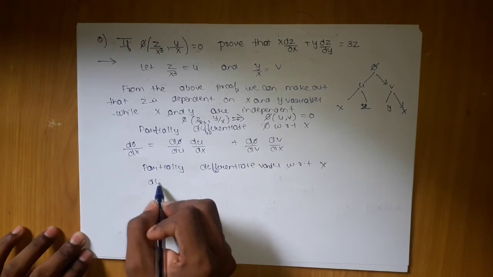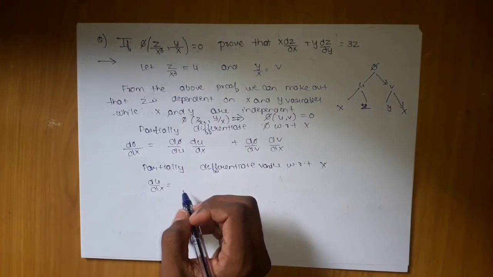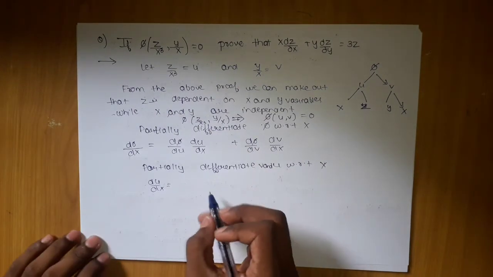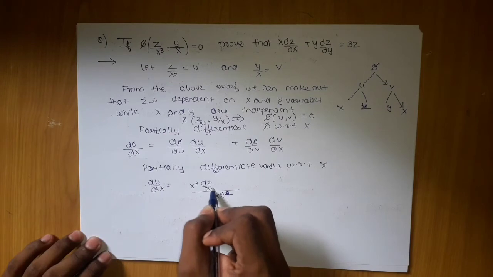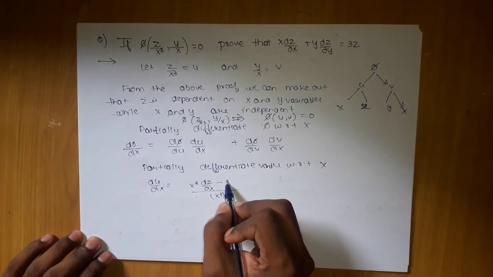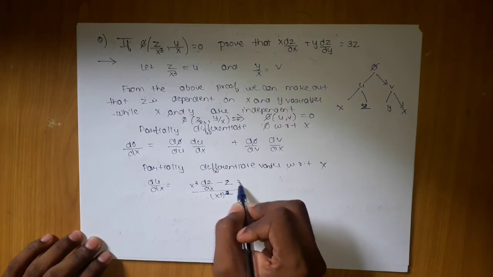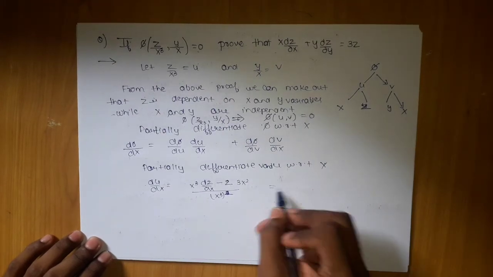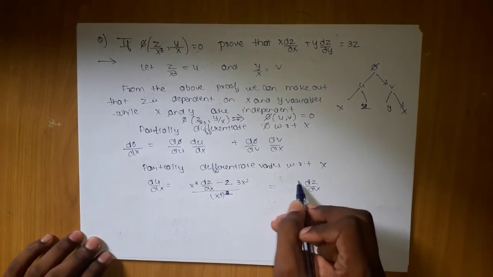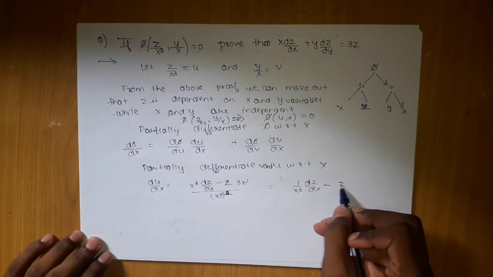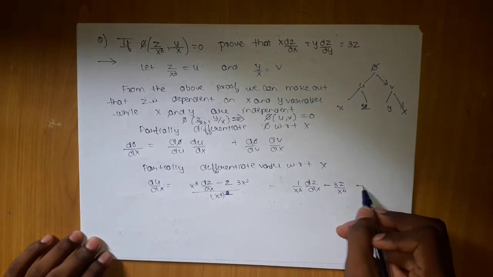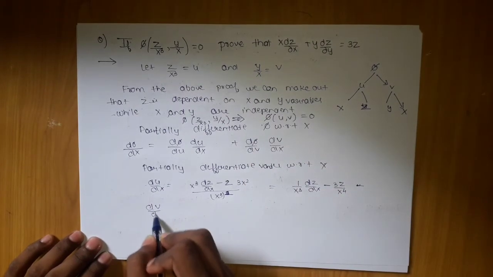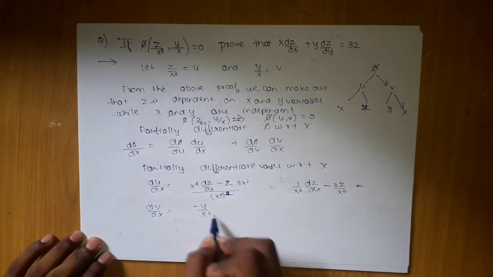If I do that, dou u by dou x is nothing but, now you can use the quotient rule or the product rule, both will work, it's up to you. x cube dou z by dou x minus z as it is times the derivative of x cube, 3x square, over x cube whole square. If I simplify this, I get dou z by dou x times 1 by x cube minus 3z by x raised to 4. Now get dou v by dou x. Dou v by dou x is simple, it will be minus y by x square.